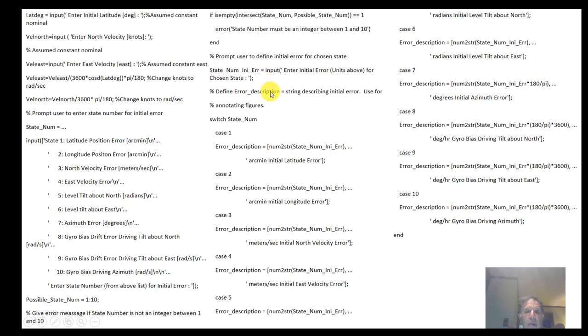So this is just MATLAB code for choosing which case based on the input that the operator puts in. He could choose to input any of these 10 cases and the magnitude of those errors. So that's pretty much the first page of the program.